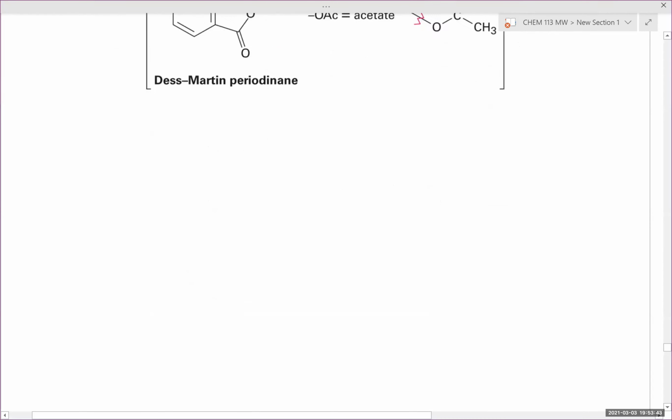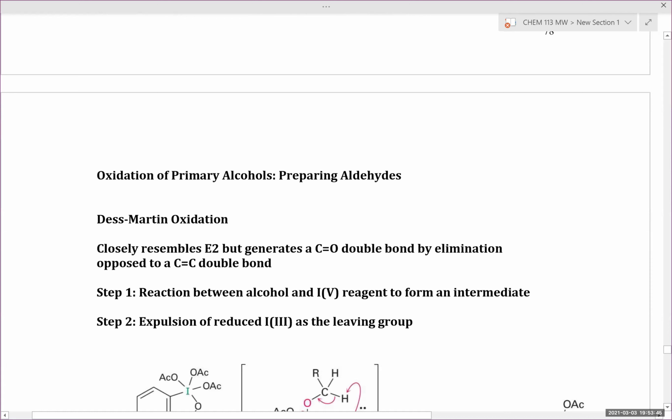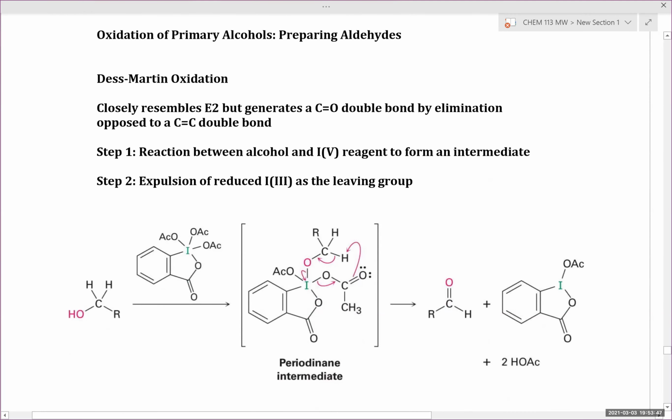Okay, so let's talk about the mechanism for oxidation of primary alcohols with Dess-Martin periodinane. Dess-Martin oxidation is thematically similar, in terms of how you push the arrows, to an E2 reaction. However, it generates a C=O double bond by elimination as opposed to a C=C double bond.